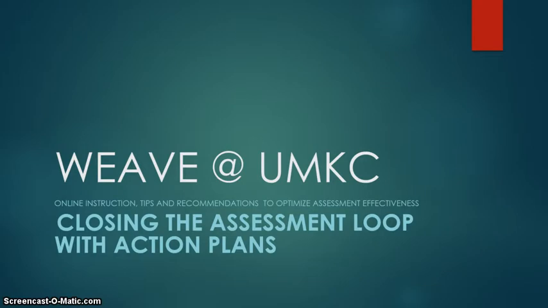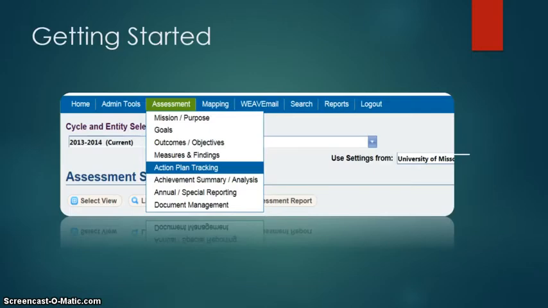In this session, you will learn the benefits of creating action plans that can be stored in the Weave online system to better accommodate your department's ongoing assessment process. To begin, after logging into the Weave online website, move the computer prompt right to the Assessment pull-down menu, then choose Action Plan Tracking.